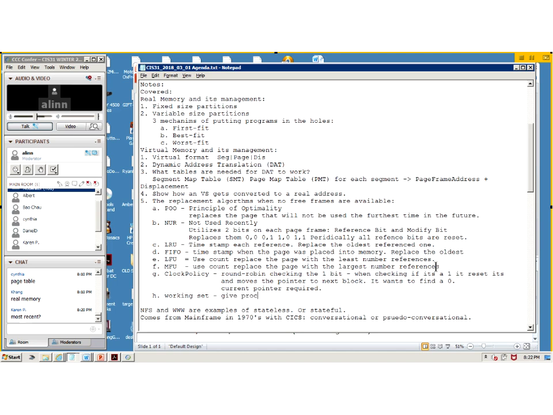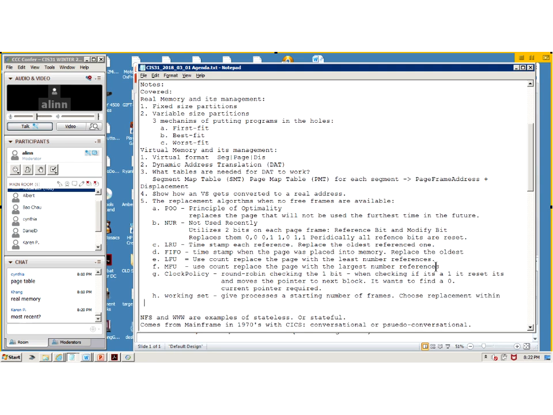Give processes a starting number of frames. Choose replacement within that working set. And then occasionally you'll have to look to see if something is bigger.